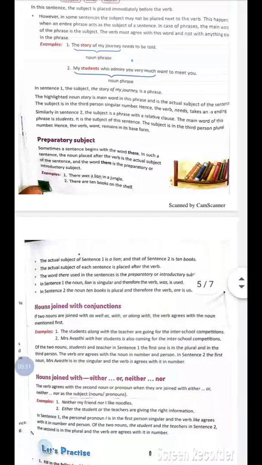Next is preparatory subject. Sometimes a sentence begins with the word there. In such a sentence, the noun placed after the verb is the actual subject of the sentence and the word there is the preparatory or introductory subject. For example, there was a lion in the jungle. There are 10 books on the shelf. So the actual subject is a lion and in sentence 2, 10 books. And the actual subject of each sentence is placed after the verb. The word there used in these sentences is the preparatory or introductory subject.